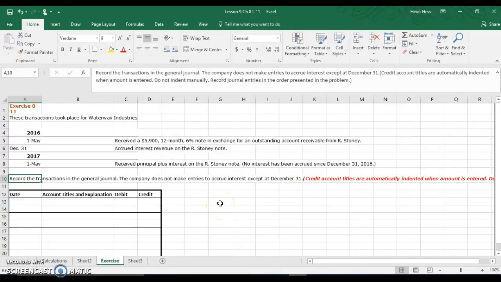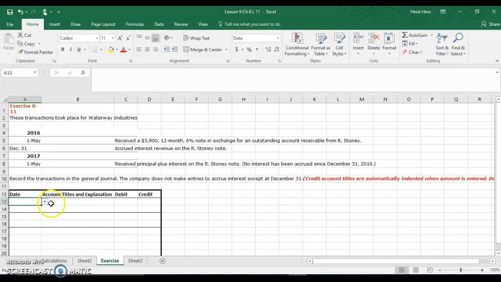So the problem for chapter 11 is these transactions right here took place for Waterway Industries. They received a notes receivable for $5,900 on May 1st. They accrued interest and then they received the principal. So they want us to record the transactions in the general journal. So we'll go ahead and do that.